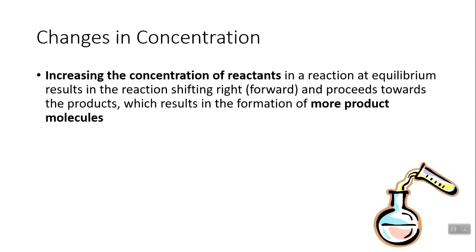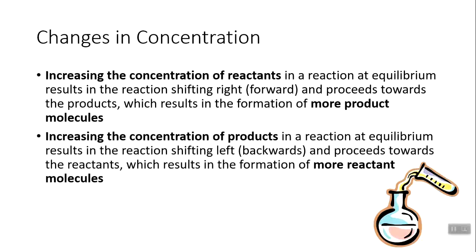Increasing the concentration of reactants in a reaction at equilibrium results in the reaction shifting right, meaning moving the reaction forward, and proceeds towards the products, which results in the formation of more product molecules. So think about it a little bit. If we are now adding more reactants to the reactant side, think of it as the reactant side is more stressed, and so the reaction is going to do whatever it can to relieve that stress. So it's going to push a lot of the reaction towards the opposite side. So it's going to push it to the right, meaning pushing it forward, reactant to product.